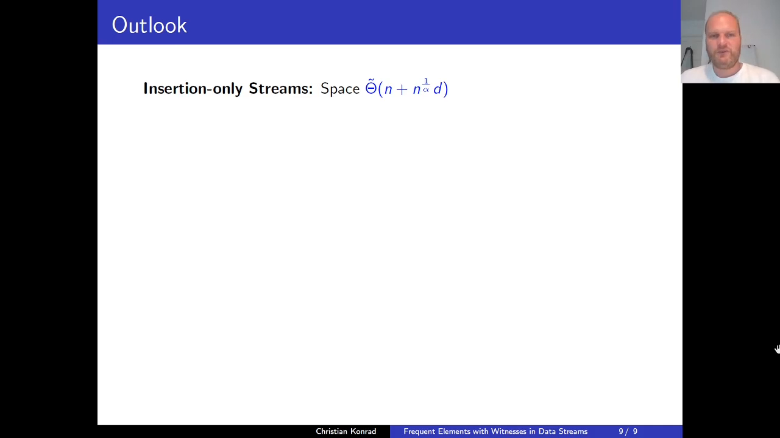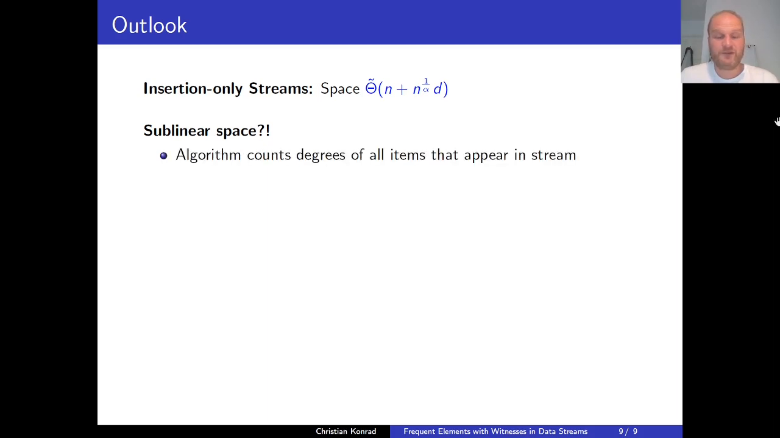Okay, now as an outlook, I would like to discuss the following question. The bound in insertion-only streams is n plus n to the 1 over alpha times d. So it goes down as alpha increases. But the question really is, is this in fact sublinear space? Well, the input stream is of length m, which can be much longer than n. So yes, most likely this is sublinear space. But what the algorithm does is count degrees of all items that appear in the stream. And the question is really, do we really have to do that? Because for every item in the universe, we essentially have to keep a counter. So can this be avoided?